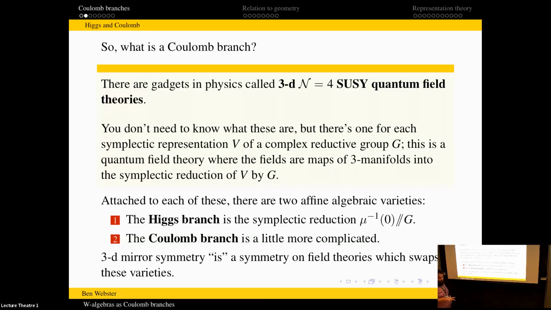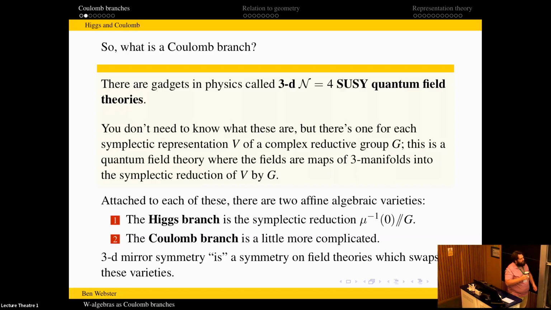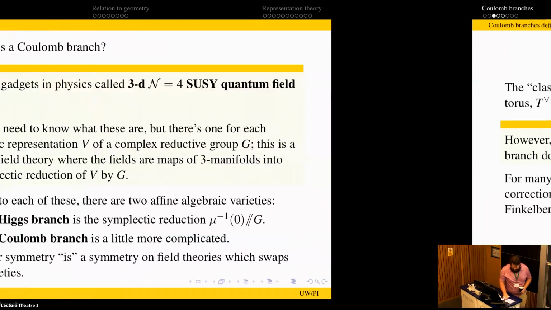And in C^4, there are 2 different kinds of isotropic subspaces. There are 2 orbits of those under SO4, which correspond to the fact that SO4 is a product of 2 SL2 factors up to covers. All right, and so the Higgs and Coulomb branch come from those 2 types of 2-dimensional subspaces. And so the symmetry is supposed to swap the 2 factors, and so it swaps the Higgs and Coulomb branches. All right, cool.